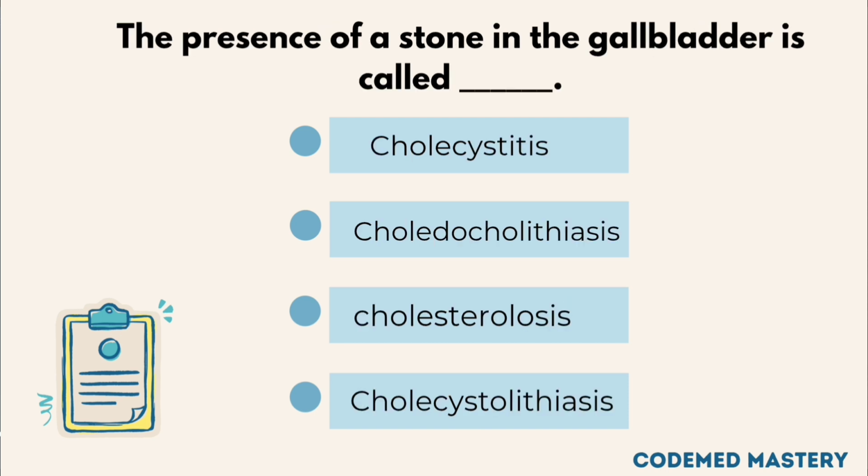Next question. The presence of a stone in the gallbladder is called option A, cholecystitis, option B, choledocholithiasis, option C, cholesterolosis, option D, cholecystolithiasis. And the correct answer will be option D, cholecystolithiasis. Cholecystolithiasis is the medical term for gallbladder stones.